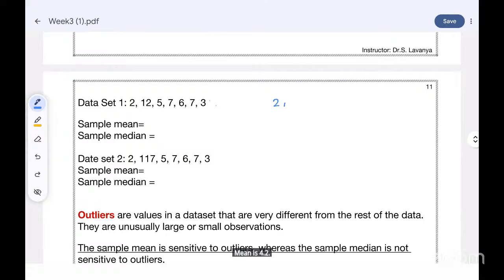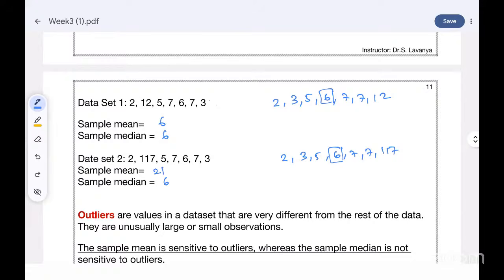So here the data set is 5, 6, 7, 7, and 12. Median is 7. Mean is 6. Now we have the second one, median is also 5.5. Sorry, it will not be. Median is 6 and mean is 21.